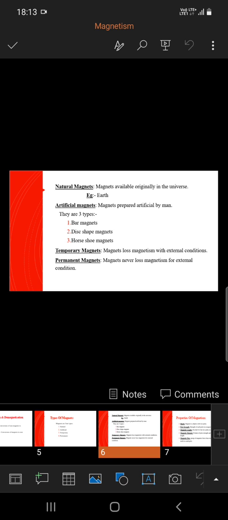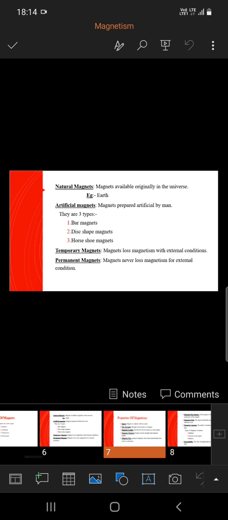A temporary magnet loses magnetism with external conditions. Permanent magnets never lose magnetism under external conditions.